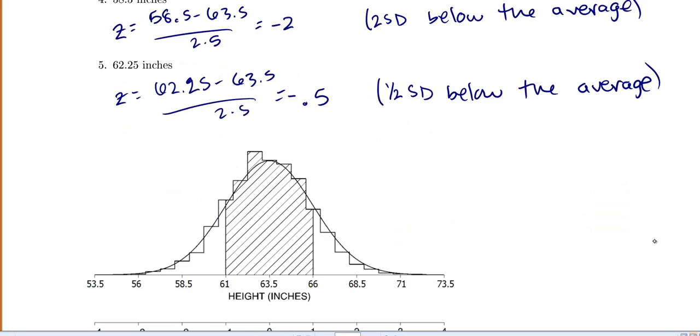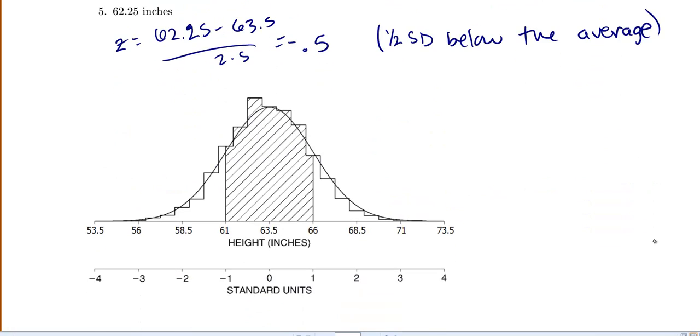To help you visualize this, I have this diagram. So these are the actual heights in inches. The actual heights are this block histogram. And we said they're pretty close to a normal curve, and so we've overlaid the normal curve. And you can see that it's fairly close, but not exact.